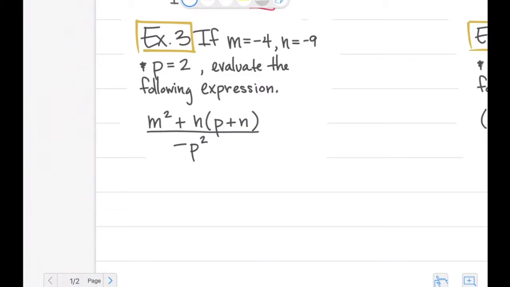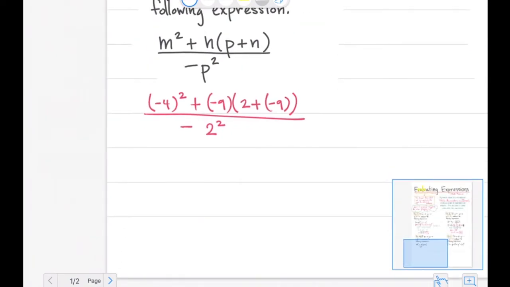expression. So m squared. So let's go ahead and put the -4 in parentheses. So -4 squared plus n, our n is -9, times p plus n. P is 2, plus n, which is -9, over negative and then p squared. Oops. Negative, and then p is 2 squared.